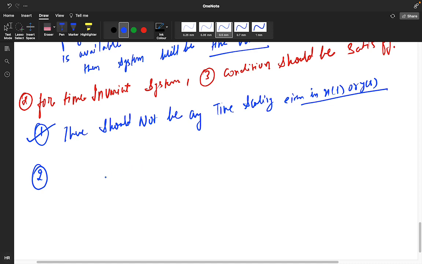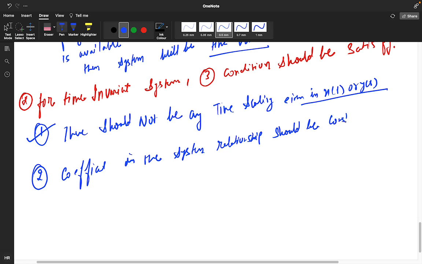Condition 2, coefficients in the system relationship should be constant. Any added or subtracted terms in the system relationship should be either 0 or constant. Write it down.